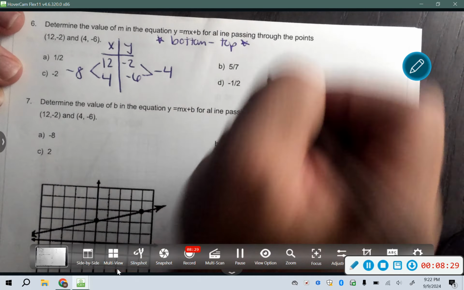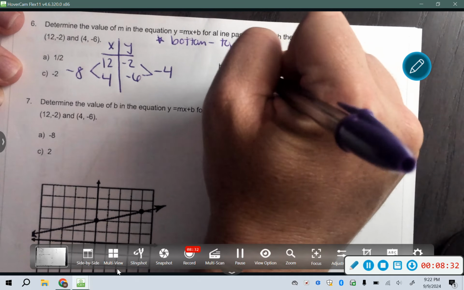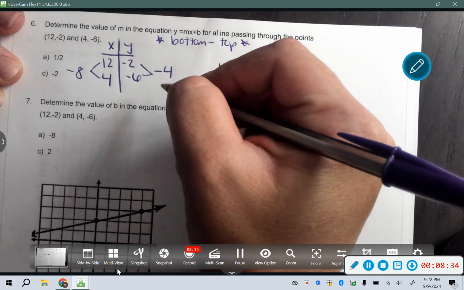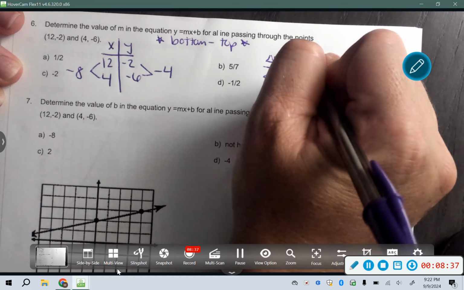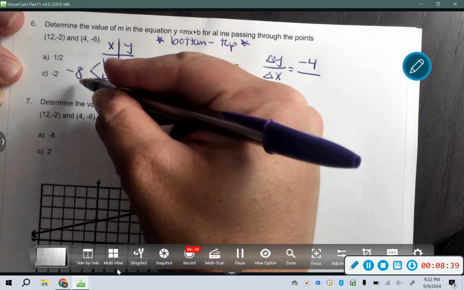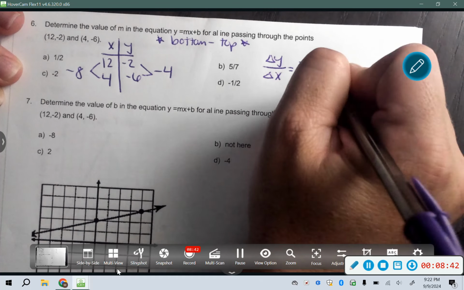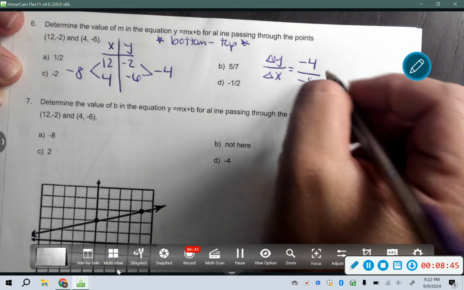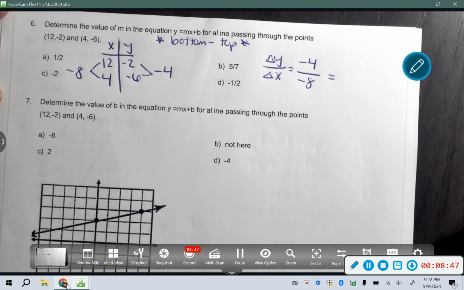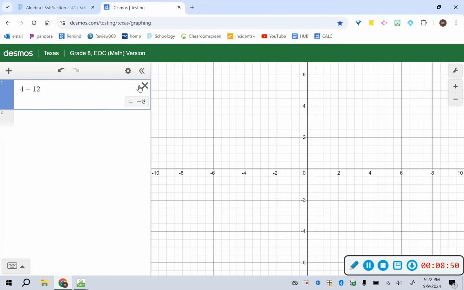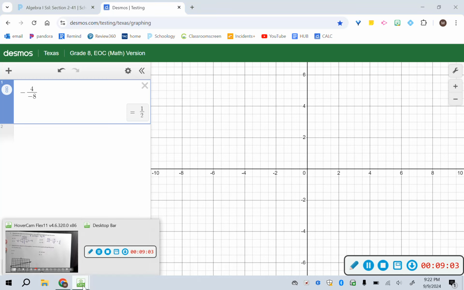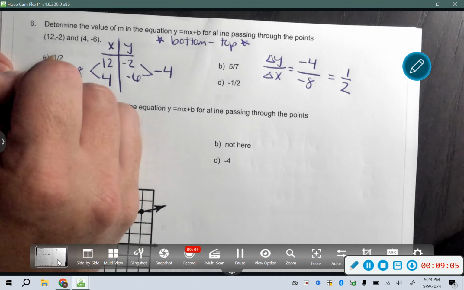So I know that my slope is change in y over change in x. So my change in y is negative 4 over change in x is negative 8. Two negatives makes a positive, and again, we can type this in our calculator. Negative 4 over negative 8, and I get a half, or 1 over 2. So my answer is 1/2, positive 1/2.